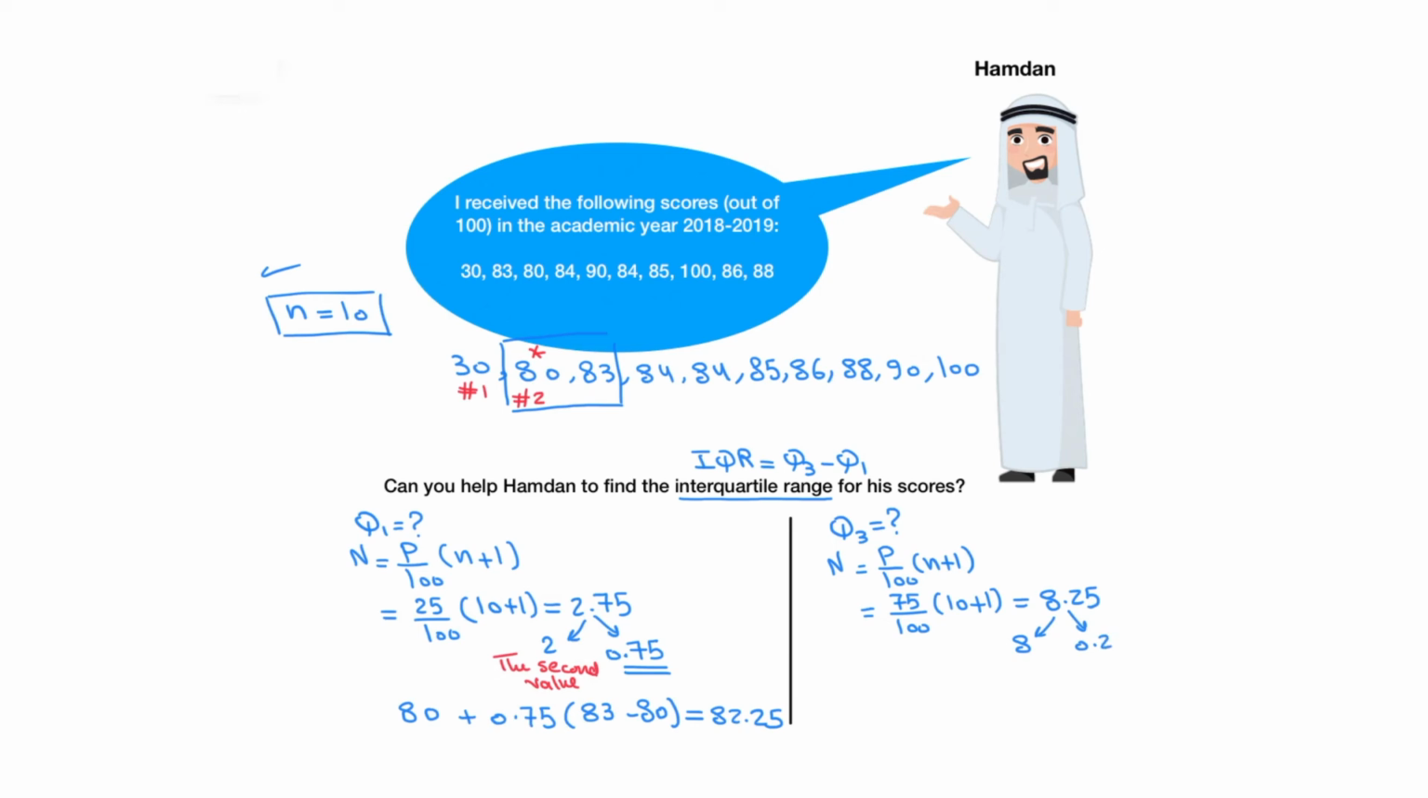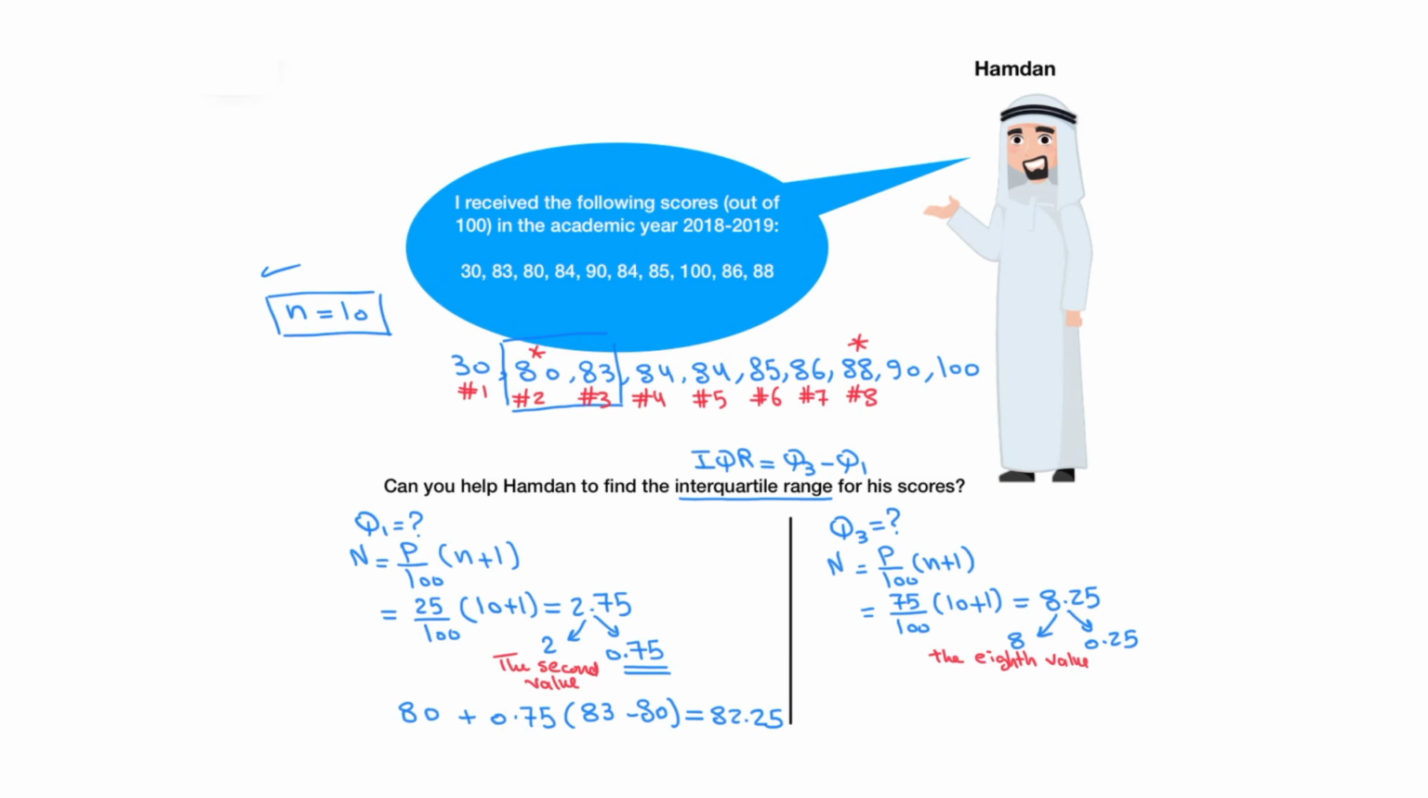8 and 0.25. 8 here means the eighth value. So let's go back to our ordered data set and find the eighth value. This is the third, fourth, fifth, sixth, seventh, and this one is my eighth value.